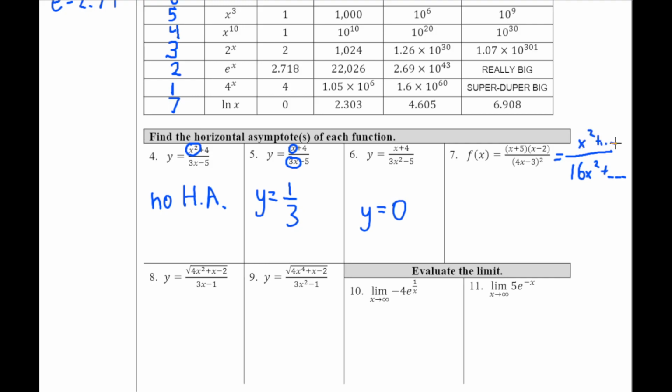With this, you see there's an x squared on the top, 16x squared on the bottom. So the horizontal asymptote is just 1 over 16.